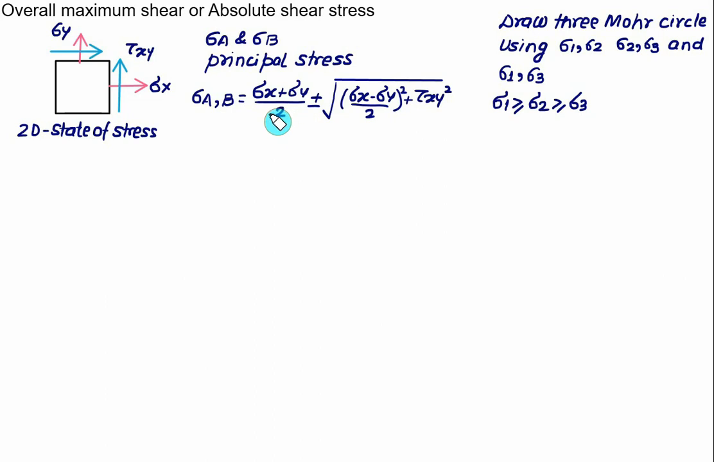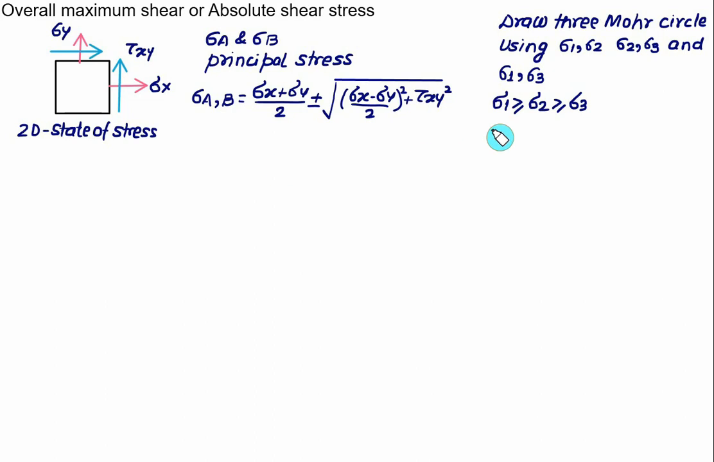Now when you solve this equation, depending upon the values of sigma x, sigma y and tau xy, the values of sigma A and sigma B can both be positive, or one positive and the other negative, or both negative. All possible cases exist depending upon the two-dimensional state of stress given. The largest value you have to assign as sigma 1. The other value you assign to sigma 2, and to convert the two-dimensional state into three-dimensional, whatever value is left, you assign equal to 0 for the third principal stress.